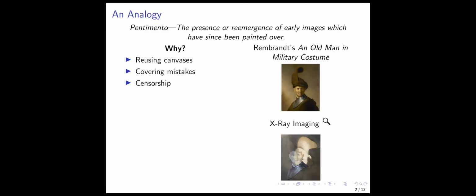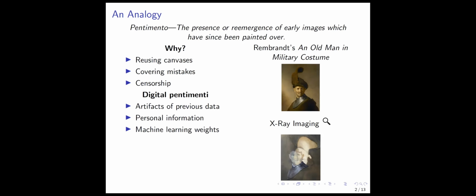Now we've become interested in what we call digital pentimenti. And instead of recovering artifacts of old paintings, we're recovering artifacts of old digital data. And this could be any sort of personal information. It could be machine learning weights or cryptographic keys. So how and why do these digital pentimenti emerge?